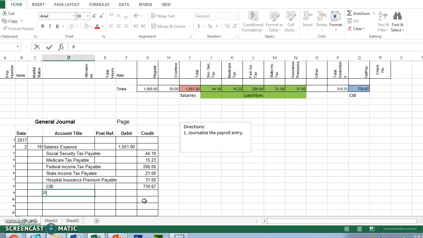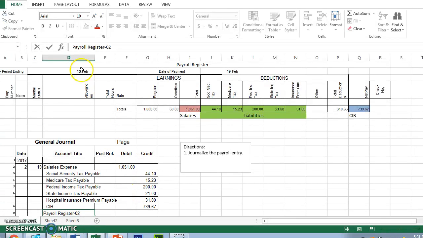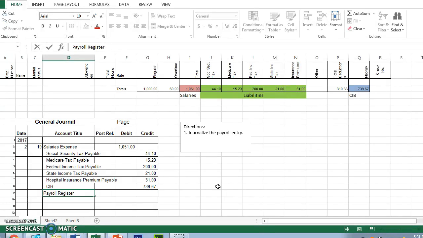And this was from payroll register, and the date, if you look up here, the pay period ending 2/12. Payroll register ending 2/12. And then don't forget to indent that. Last thing you want to do is make sure that your one debit does equal all of your credits. And that's how you journalize your payroll entry.